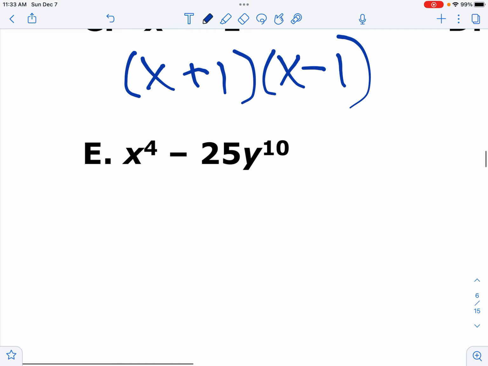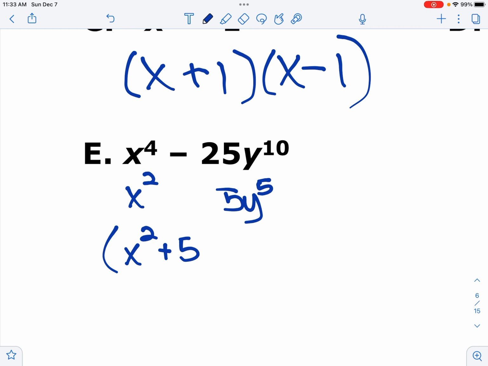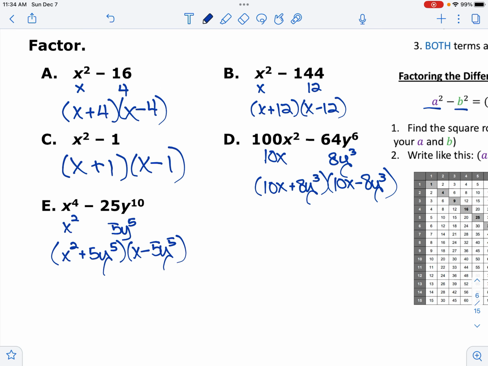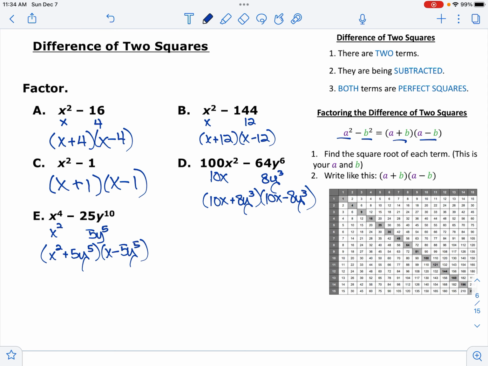Yeah, so that's all you've got to do. Take the square root of both of those. And then we're just going to write x squared plus 5y to the 5th, x squared minus 5y to the 5th. And that is just a refresher on difference of two squares. But again, you can only use it if it's subtraction. There are two terms, and they're both perfect squares, which I've highlighted up here. Key thing to remember: if you see x squared plus 16, you can't do this.